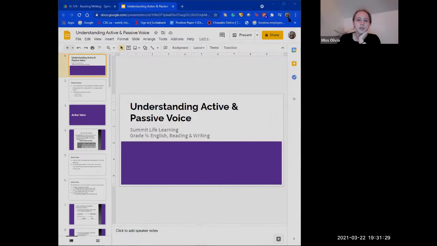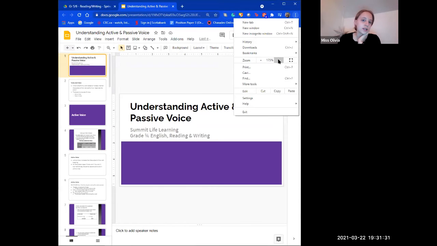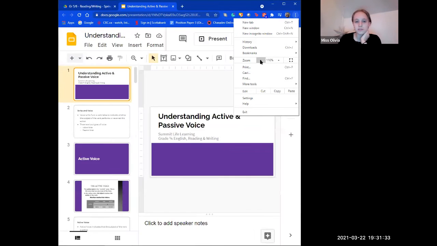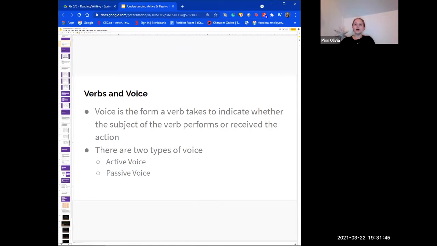All right, so we're going to look at the active and passive voice very quickly, just to give everyone a bit of an idea. Before we get into anything ginormous about active voice and passive voice, it's necessary to talk about verbs and voice.